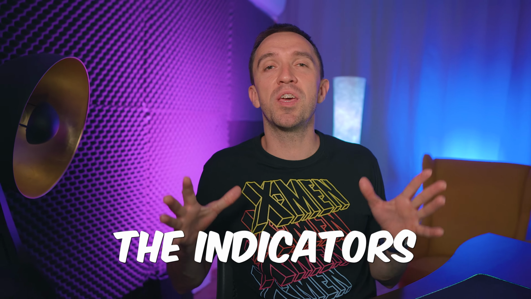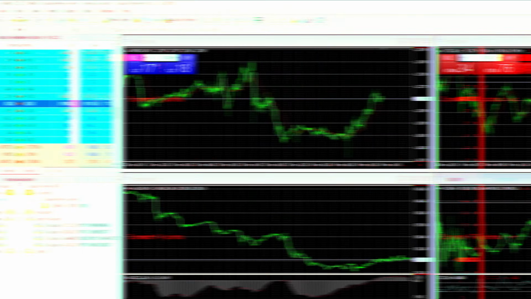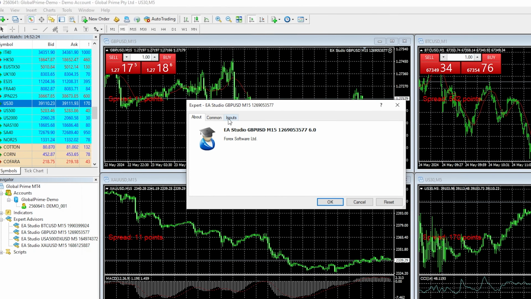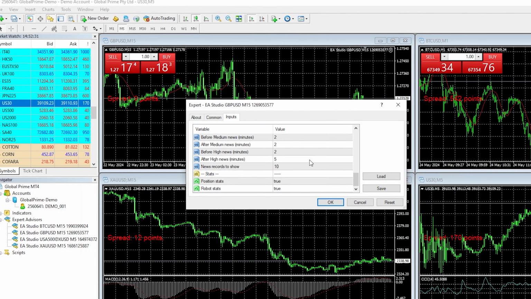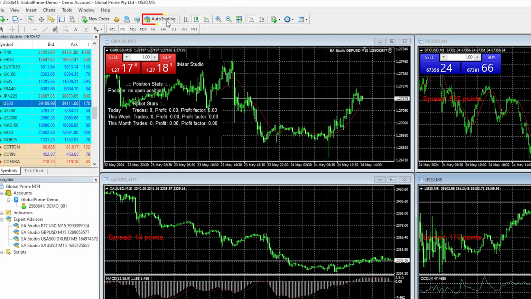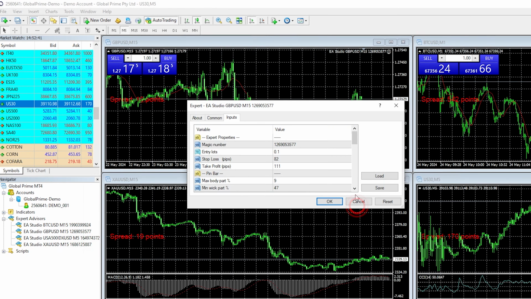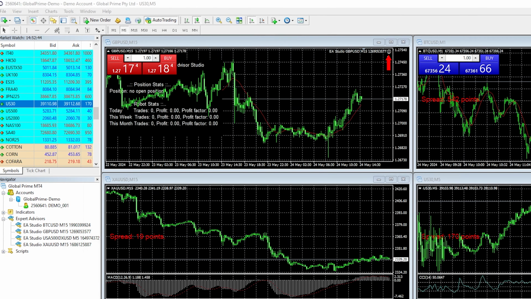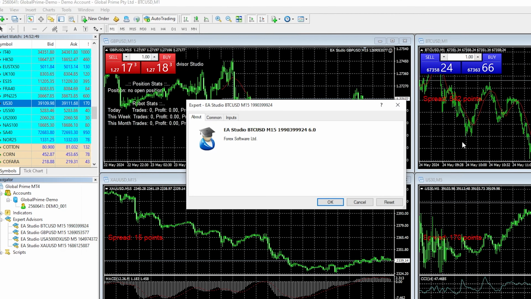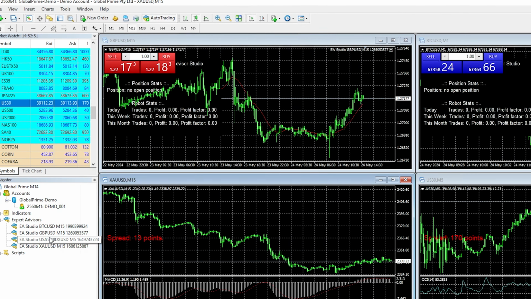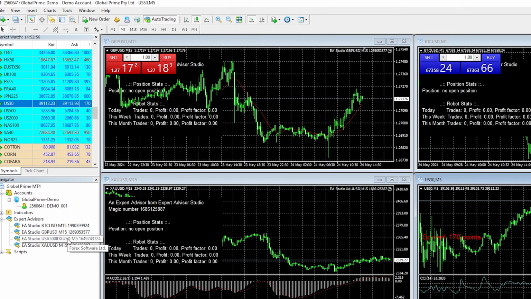Now you don't need to put the indicators over the chart. All you need to do is to drag and drop the robots on the chart. So here is the pound dollar. You can see all of the inputs in here, but I'll just click on OK. And actually I had to enable the auto trading before doing that, so I'll do it again and I'll click on yes and I'll click on OK, and now I have the smiley face. I'll do the very same thing for the Bitcoin, drag and drop, click on OK. Same thing for the gold and the same thing for the US 30.